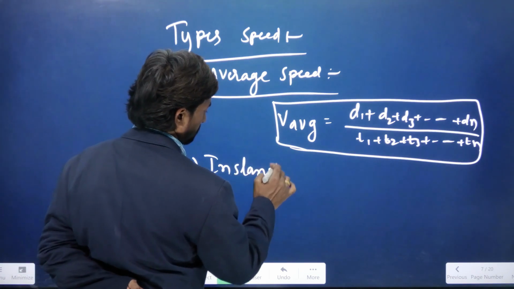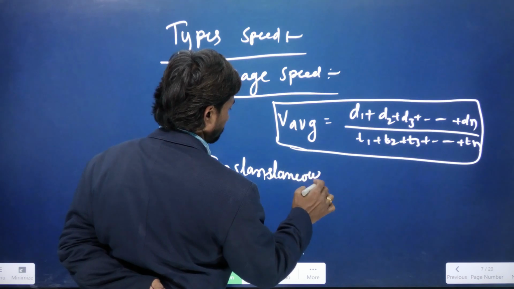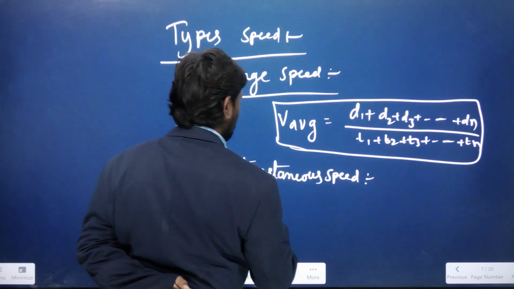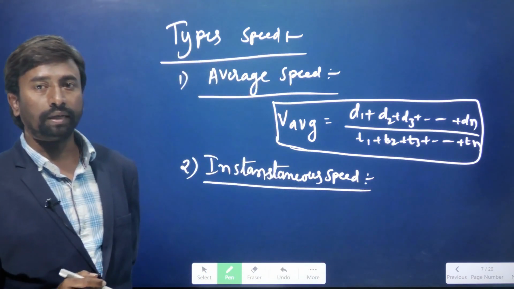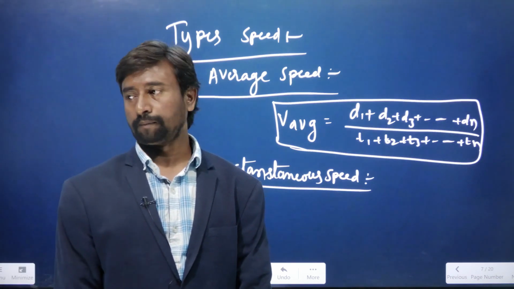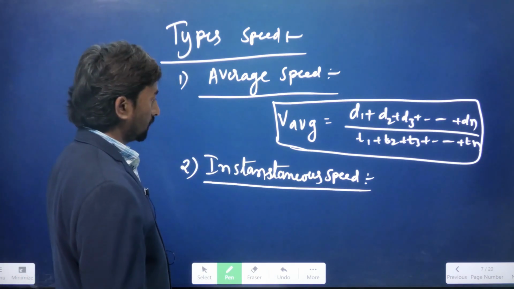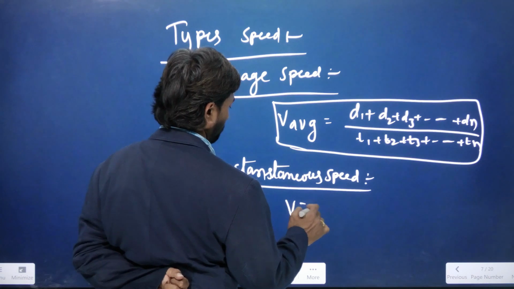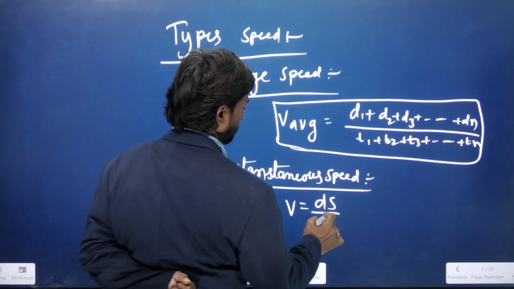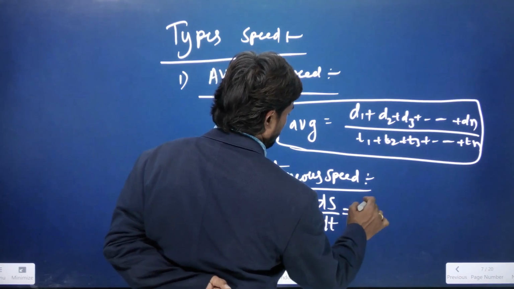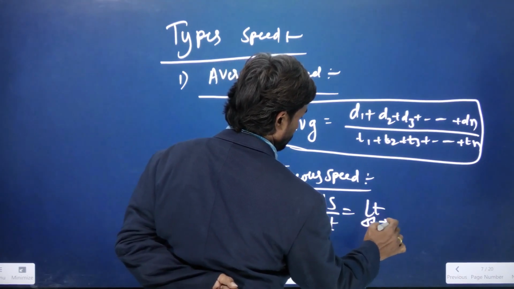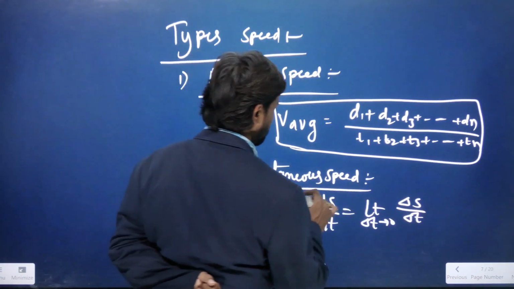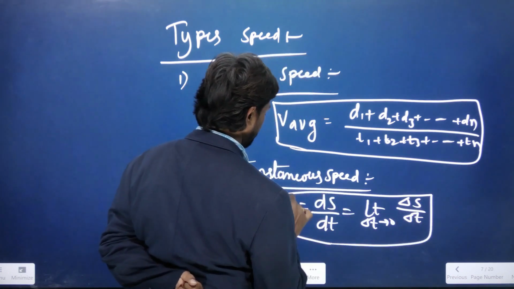Instantaneous speed. So instantaneous speed is nothing but the speed of a body at a particular instant of time. The speed of a body at a particular instant of time is called instantaneous speed. So that instantaneous speed can be given by the formula ds by dt, that is equals to limit delta t tends to 0, delta s divided by delta t. This is the expression for the instantaneous speed.